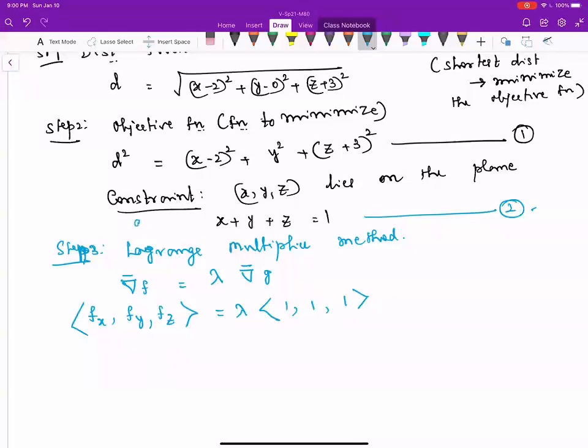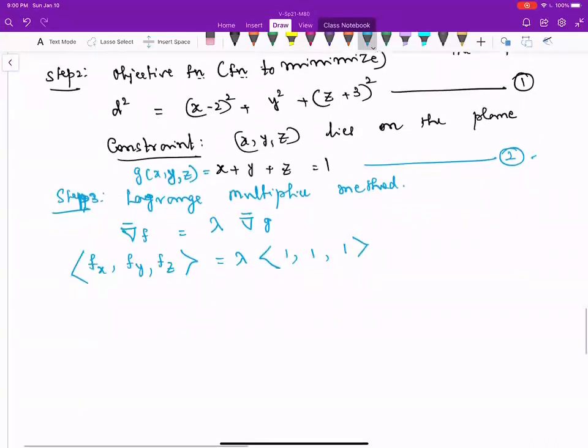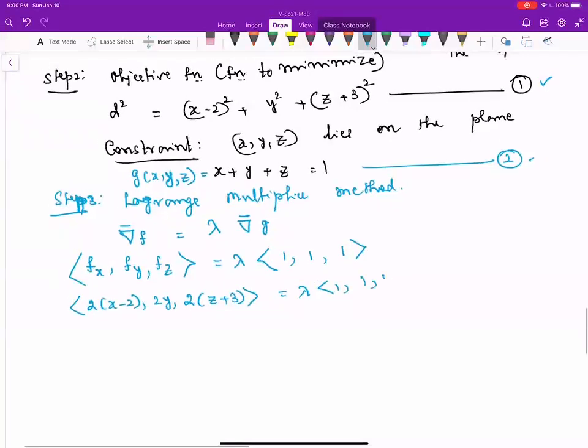So this is our g of x, y, z. This is the constraint function. g of x, y, z equal to x plus y plus z equal to 1. So we get this result. So fx is, you have to differentiate the d square function. It is 2 times x minus 2, and then 2y, I'm looking at step 1, then I'm differentiating that, 2 times z plus 3. This is lambda times 1, 1, 1.